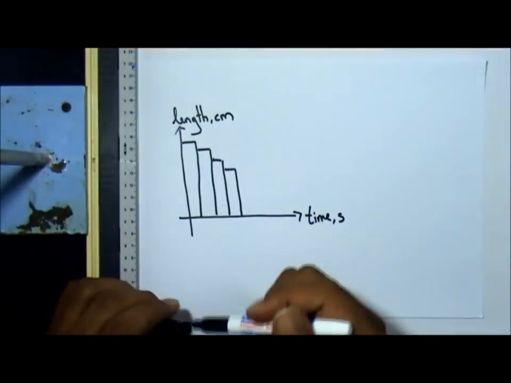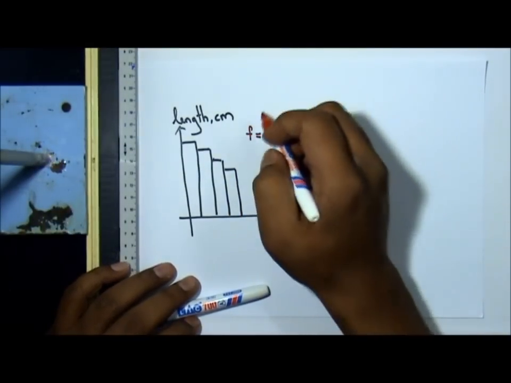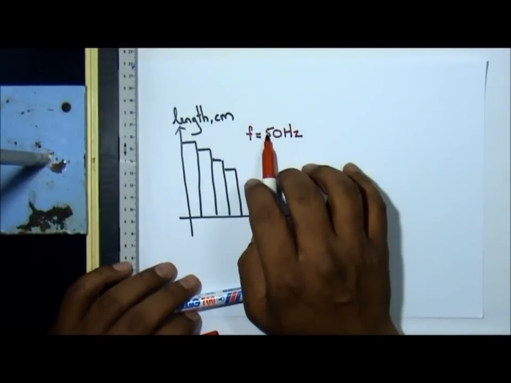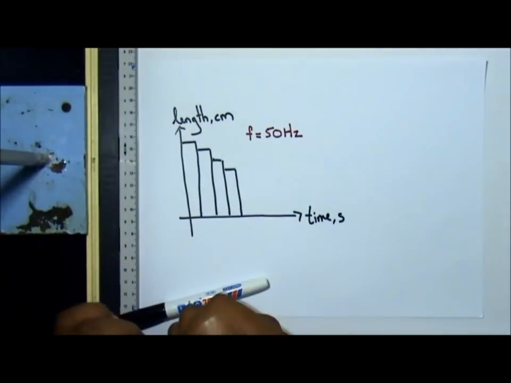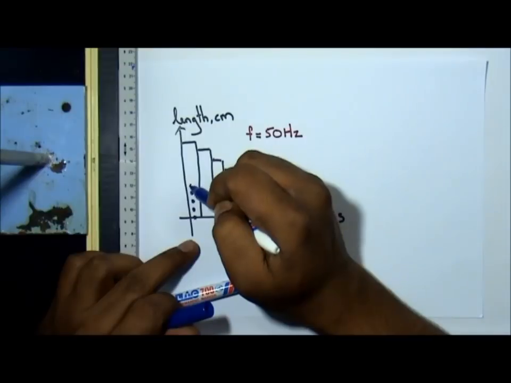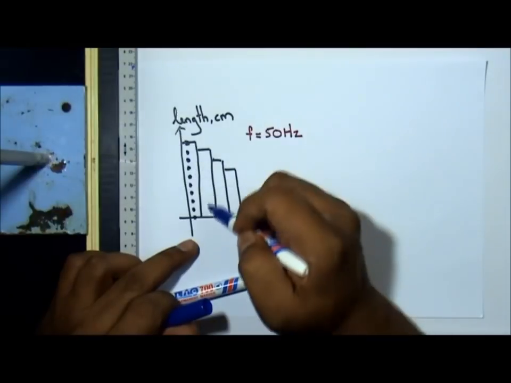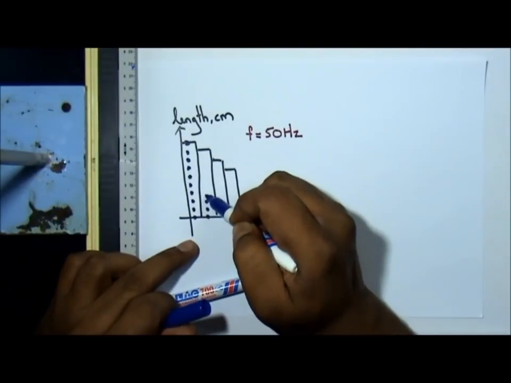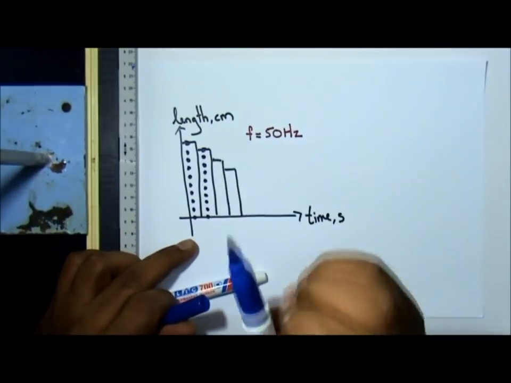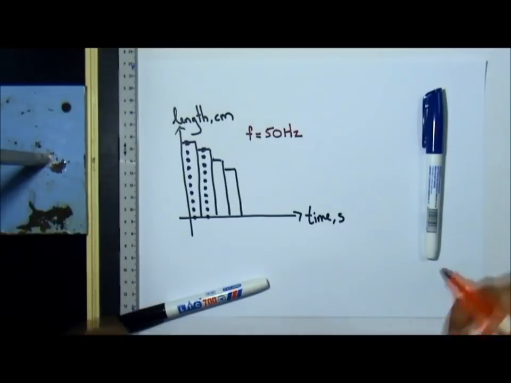Now, I'm telling you that the frequency of the ticker timer is 50 hertz. Now, this is the frequency of the ticker timer. And each strip has 10 dots. 1, 2, 3, 4, 5, 6, 7, 8, 9, 10. As you can see, I'm mentioning that each strip has 10 dots. Now, we are going to give length for each of these strips.